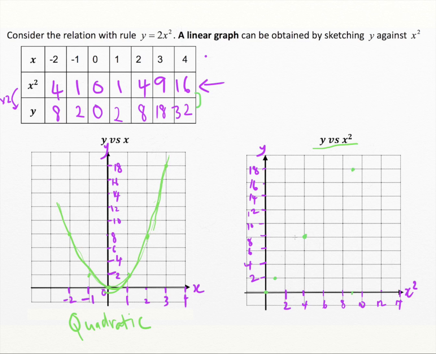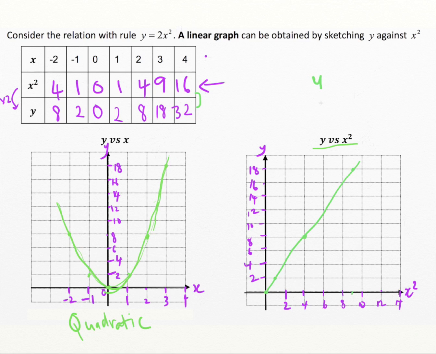Can you notice anything special about this? It is a straight line, so if I were to draw a line through that, once again pretending that is straight, we get a straight line here. Okay, so now what we've done is we've been able to linearize our relationship, and we know how to find the equation of a straight line.